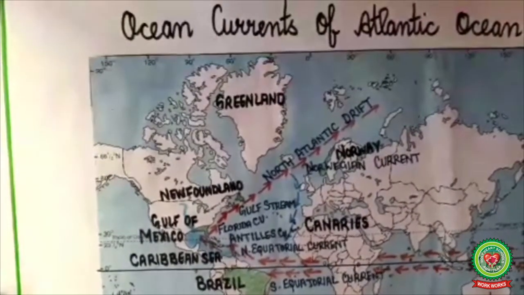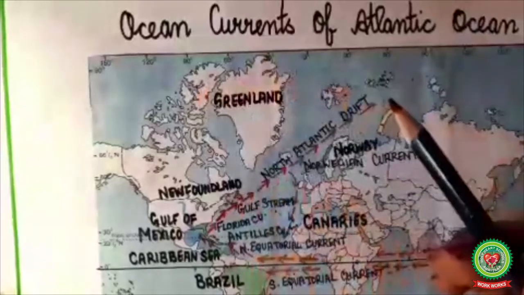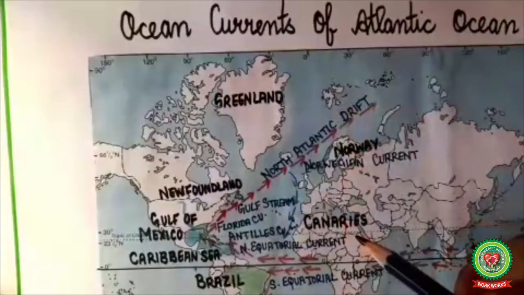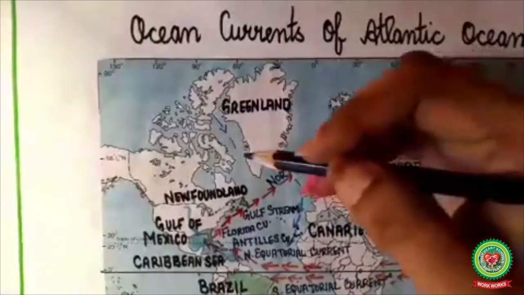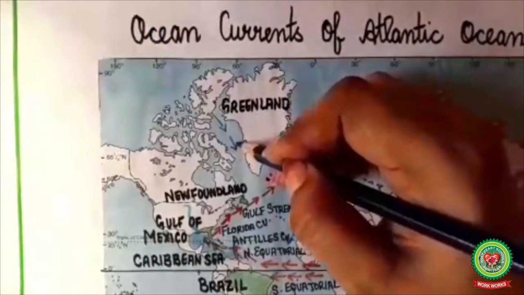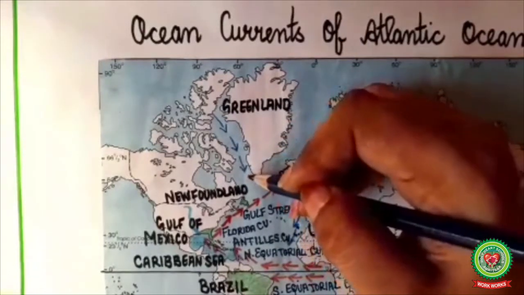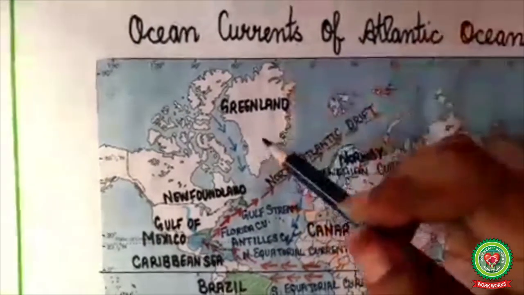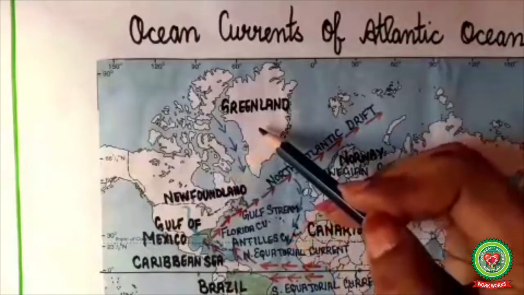Now, from the Arctic Ocean, two currents flow towards the Atlantic Ocean. One is the cold Labrador current, which flows between the Labrador Plateau of Canada and Greenland.